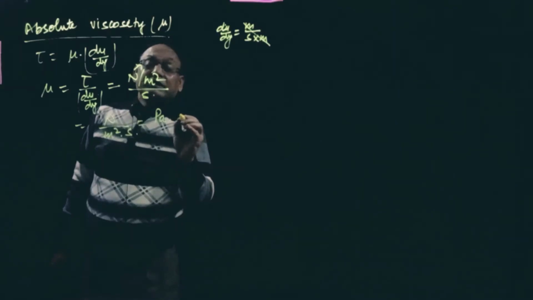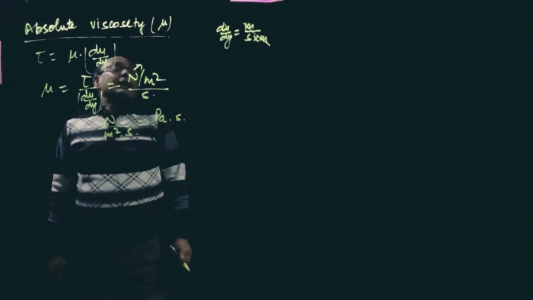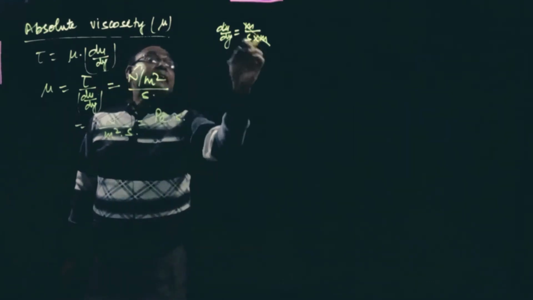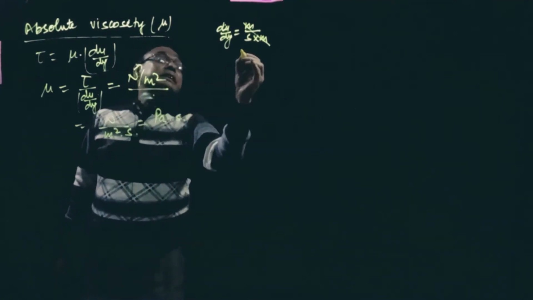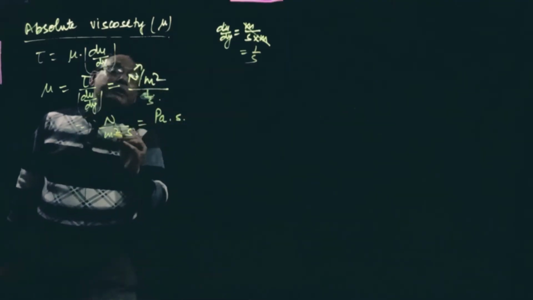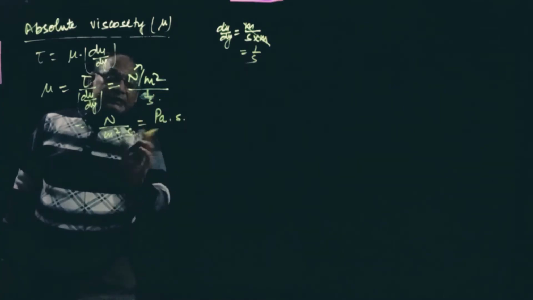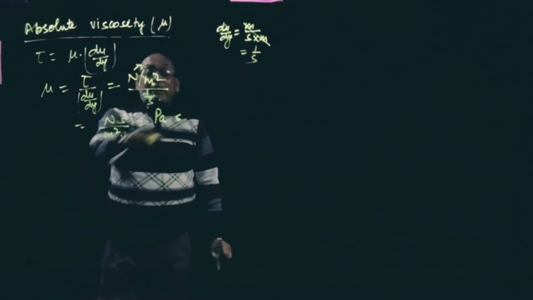See, du by dy is not second, it is 1 by second actually. So 1 by second. So Newton per meter square, and that second will go upward. So this way, it is Pascal second.